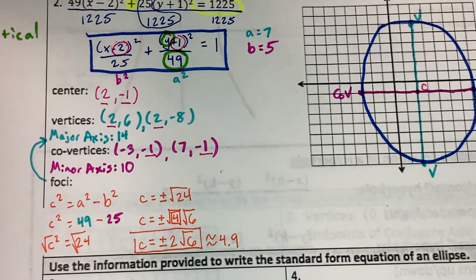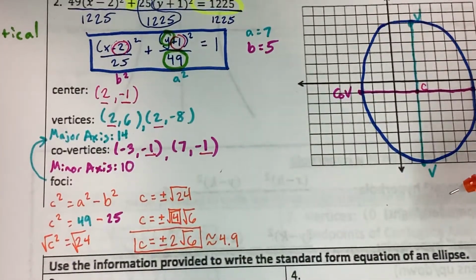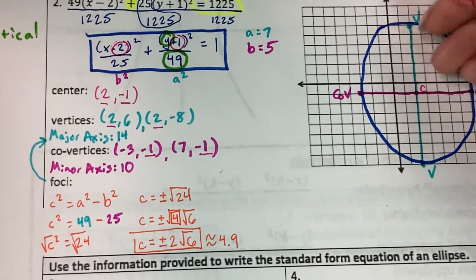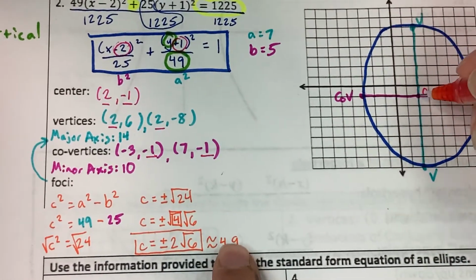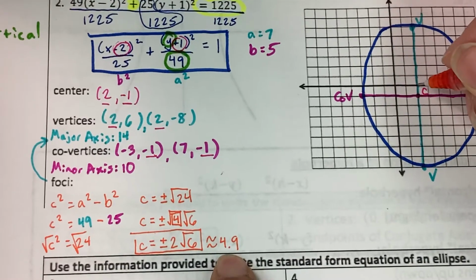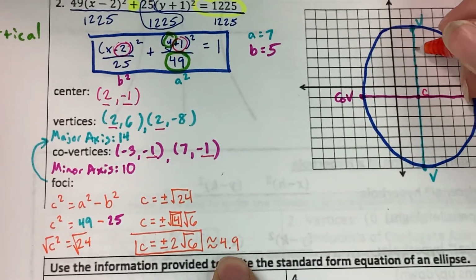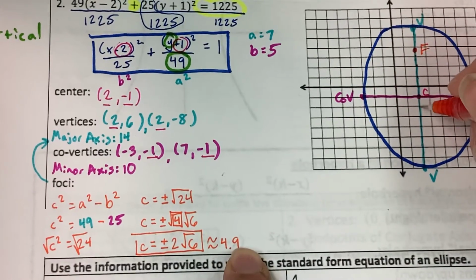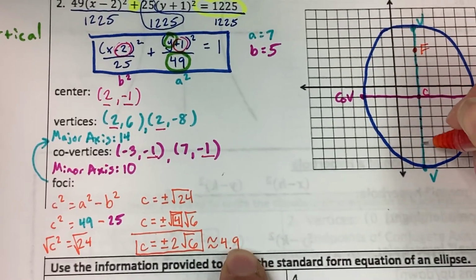So since this is a vertical ellipse, and since my foci lie on the major axis, we are going to go up 4.9 from the center. So 1, 2, 3, 4.9, almost 5. And then down 4.9 from the center. 1, 2, 3, 4, a little less than 5.